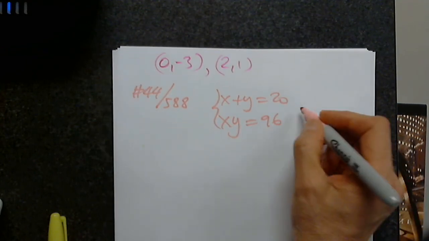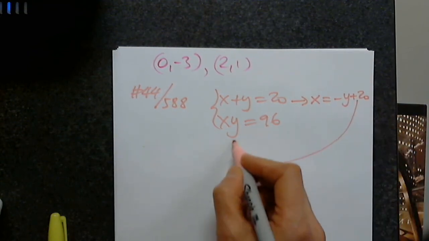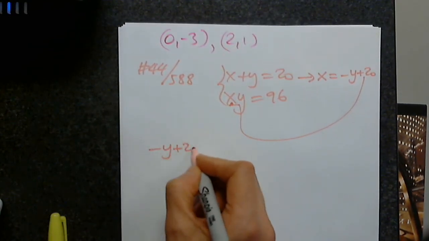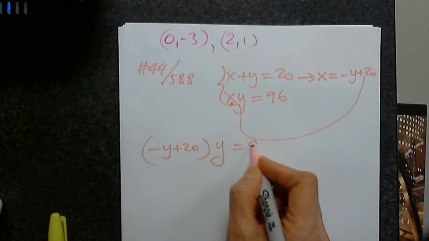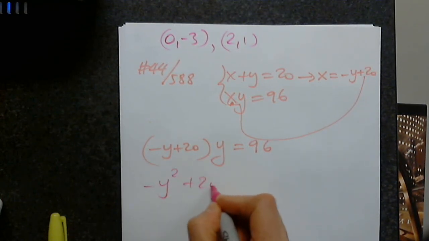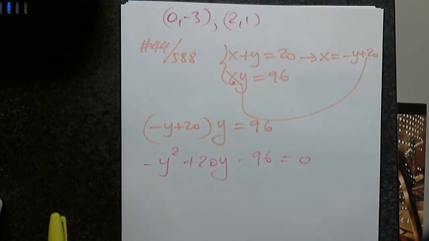Okay, so then from here, it doesn't matter which one I solve for. x equals negative y plus 20, but I have to replace it in here. So (negative y plus 20), everything multiplied by y, equals 96. So the only method here was substitution indeed. So what will I do next? Absolutely. Negative y squared plus 20y minus 96 equals 0, because it's quadratic and I have no other options.